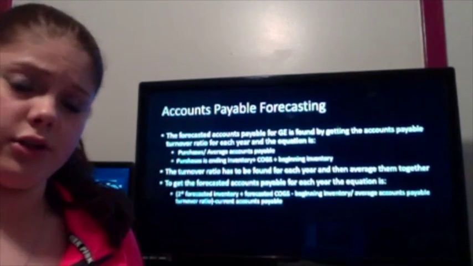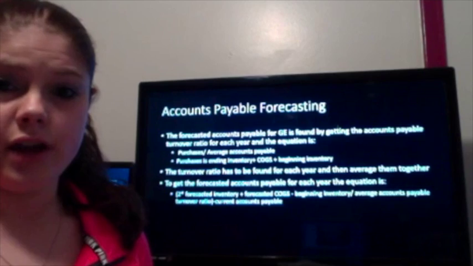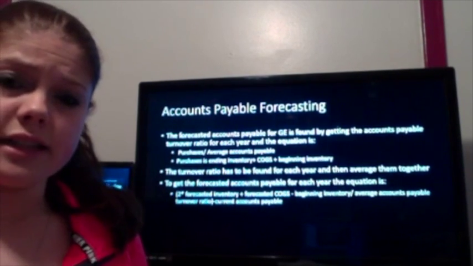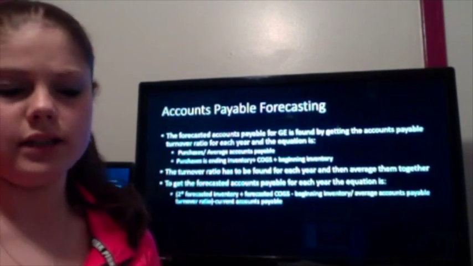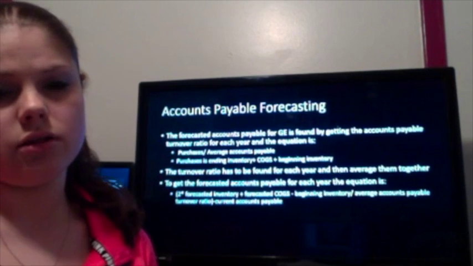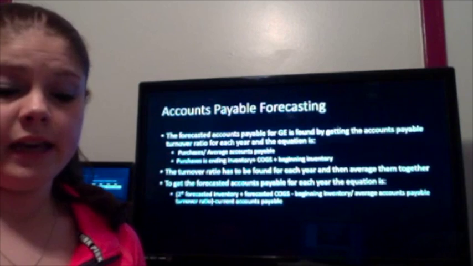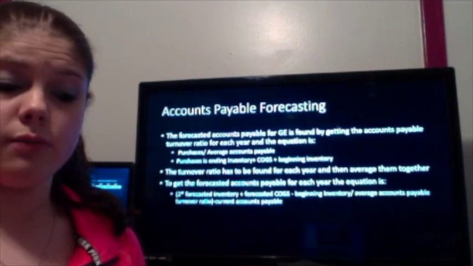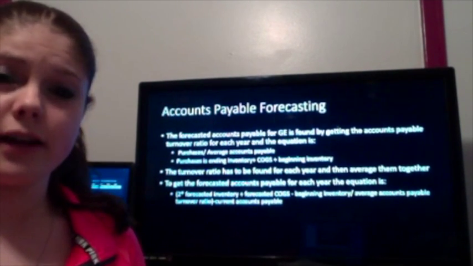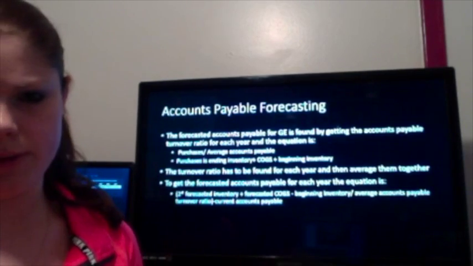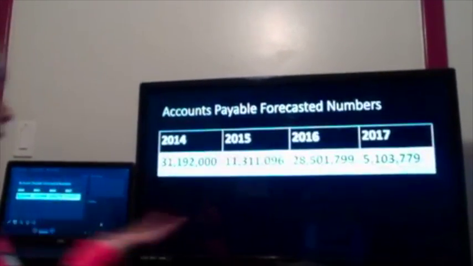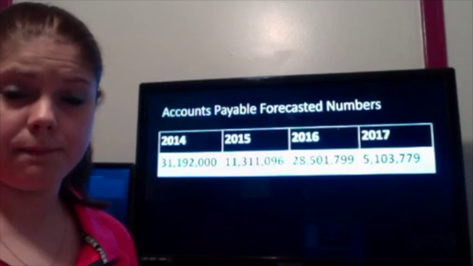Then you get the turnover ratio for each year, just like inventory, and you average them all together. And to get the forecasted accounts payable number, it's 2 times forecasted inventory plus forecasted cost of goods sold minus beginning inventory divided by average accounts payable turnover ratio, and then you subtract the current accounts payable from that whole number. And as you can see here, it's the same years as the inventory.